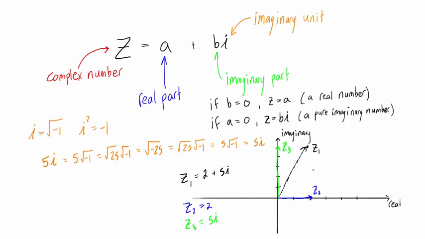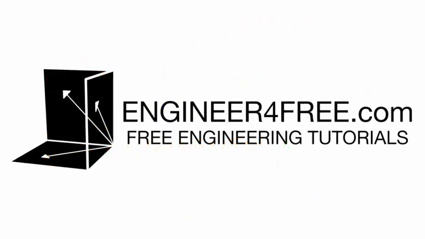So what you're seeing here is that this is looking a lot like vector algebra. And with complex numbers, we can add them, we can subtract them, we can multiply them, and we can divide them, and we can represent them in a few different ways. And that's going to be the focus of the next couple videos. So join me in those videos and we'll go over all of these different things that we can do with complex numbers.